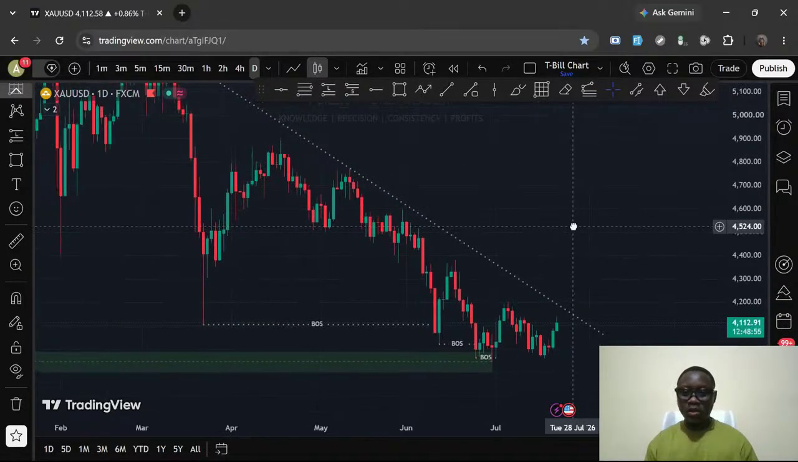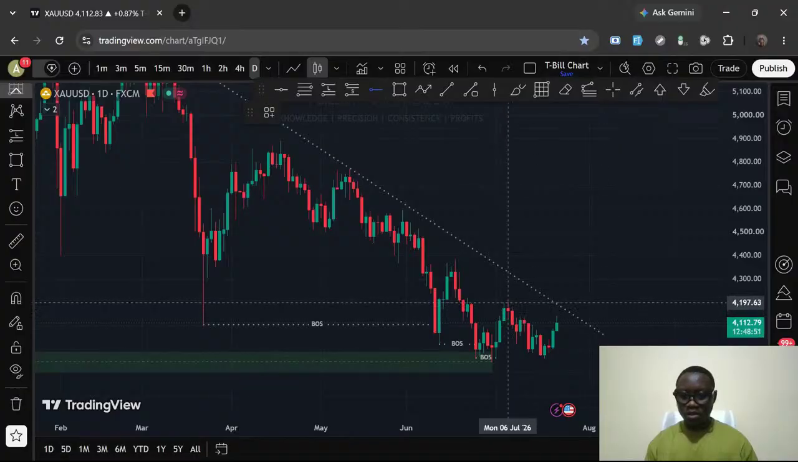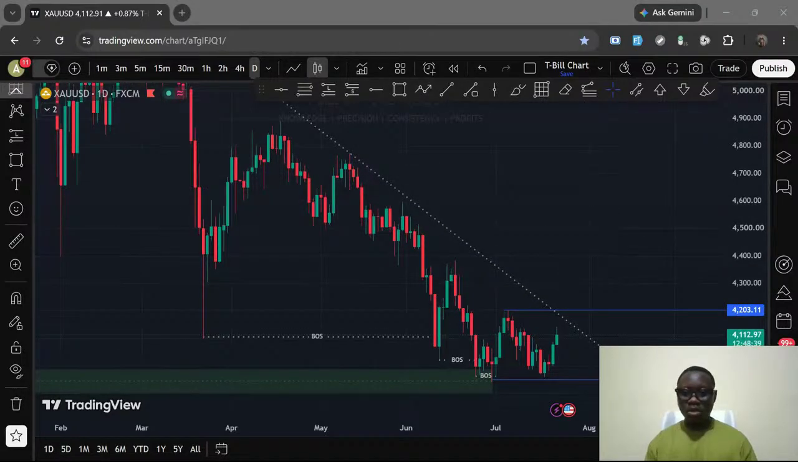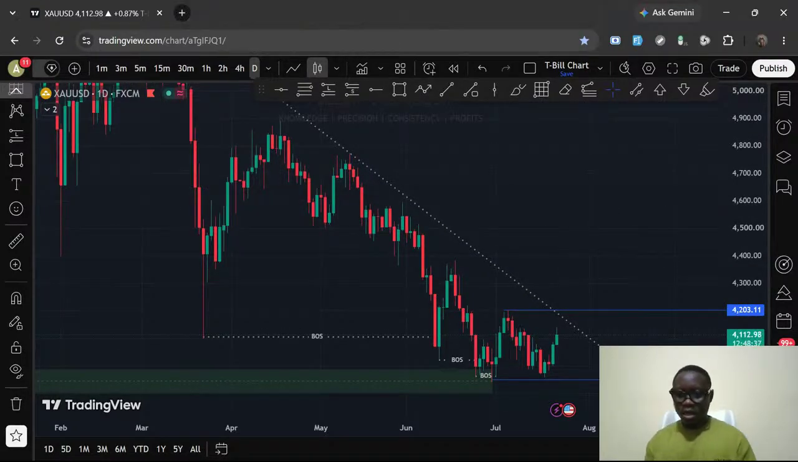All right, perfect. So now let's mark out our external liquidity. So we have this buy side liquidity and this sell side liquidity. So we would expect price to take out this liquidity.